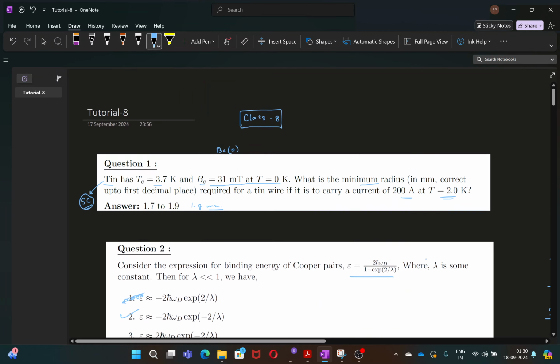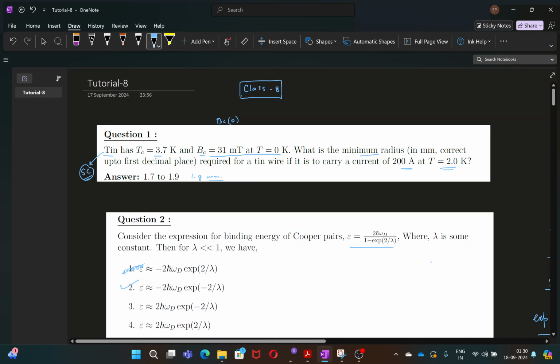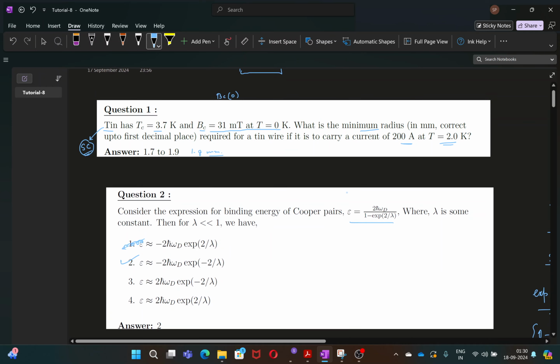So basically in this problem set, we have discussed problems about how to calculate the critical field value varying with temperature. The basic formula we have to use is BC of T equal to BC0 times 1 minus T by Tc, whole square, and then depending on that we have to find the radius of the wire for a current carrying wire producing that magnetic field. So then we simply have to use the electrodynamics formula of magnetic field from a wire, which is equal to mu naught I by 2 pi r, the magnetic flux density.